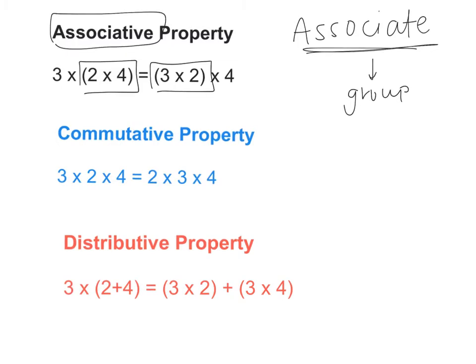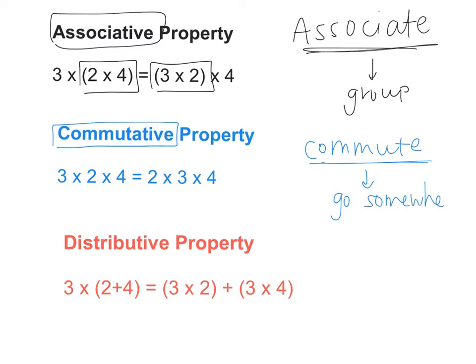The next property is called the commutative property. Everyone say commutative property. Commutative. Okay, the word commutative sounds like the word commute, right? And when you commute to work or when you commute to school, it means you're going somewhere. So to commute means to go somewhere.